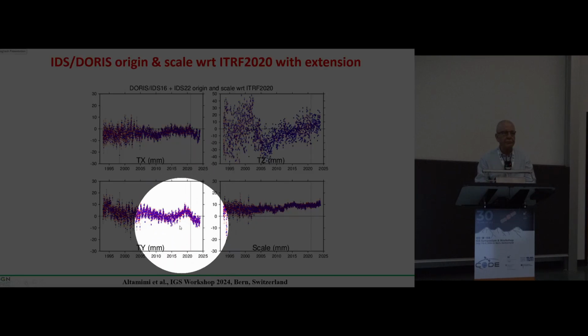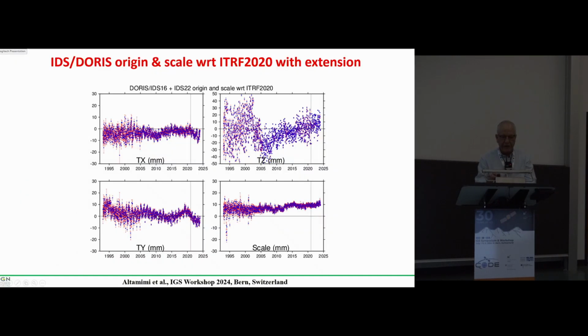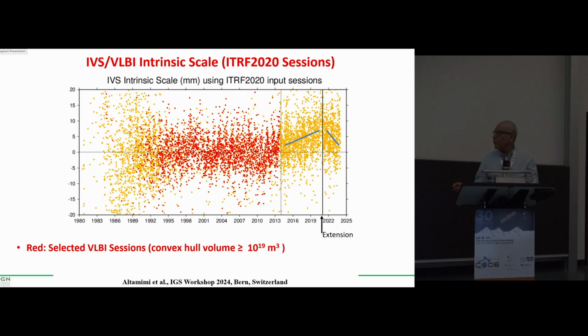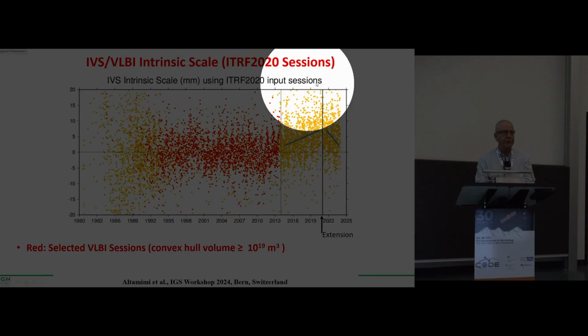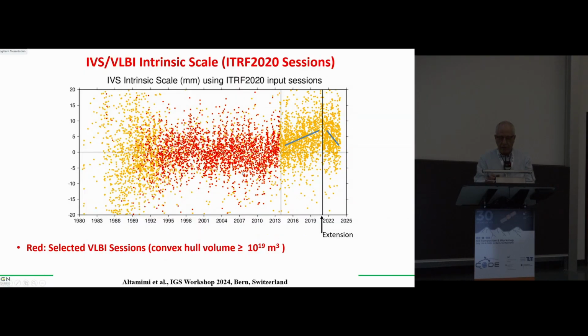And here for DORIS, we continue to see the same behavior of these parameters with this excursion in the Y component. Now, you might remember that for the ITRF 2020, we did filter the VLBI sessions and the red dots that we used in the scale definition. Now, as you see for the extension, it seems like we are coming back to normal, and I am happy to see that, but it is not completely flat.